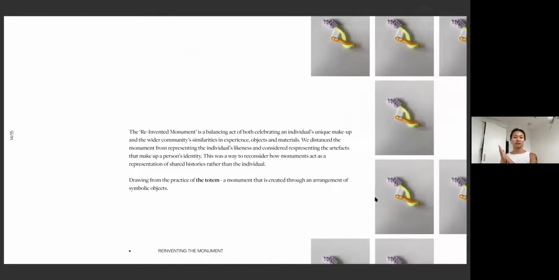While I was working with each of these participants, we tried to distance our representation away from the individual's likeness and considered how we can represent an identity through the makeup of objects. This was drawing from the practice of the totem, which is a monument that creates a form of celebration through an arrangement of symbolic objects rather than an individual.